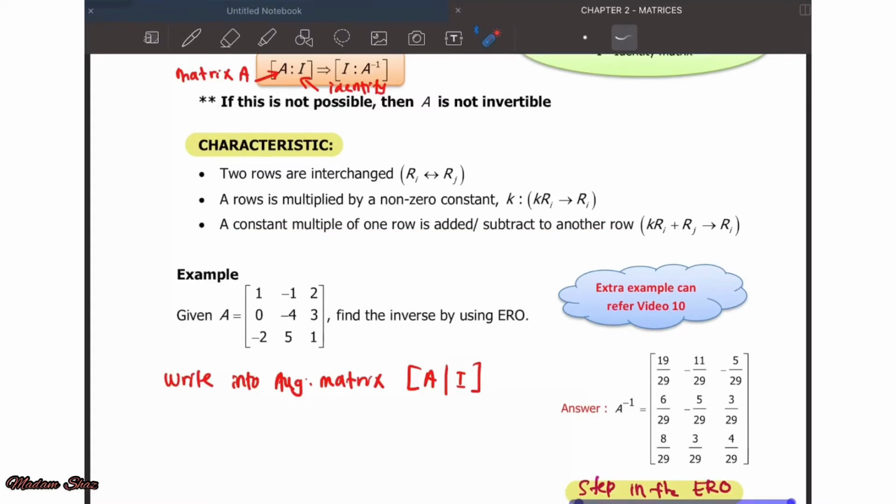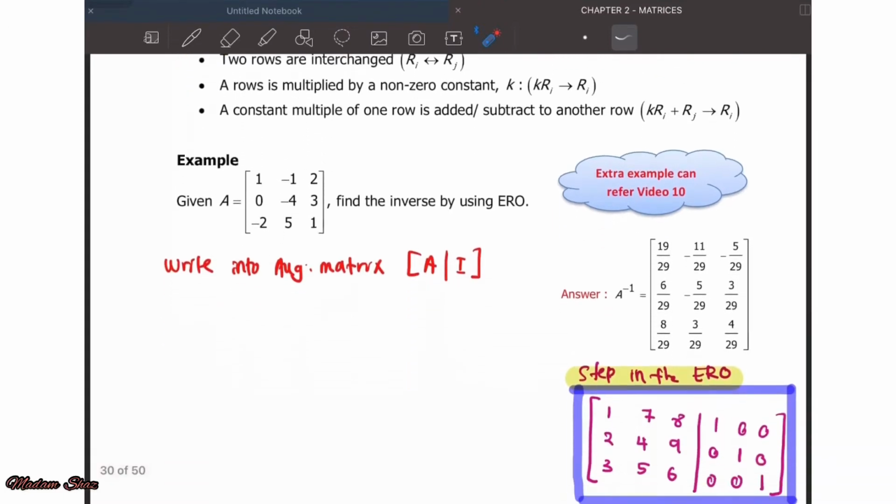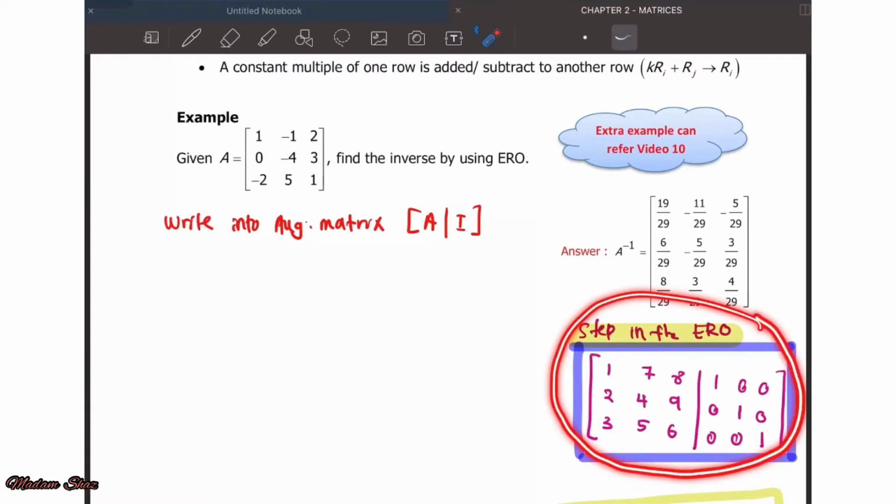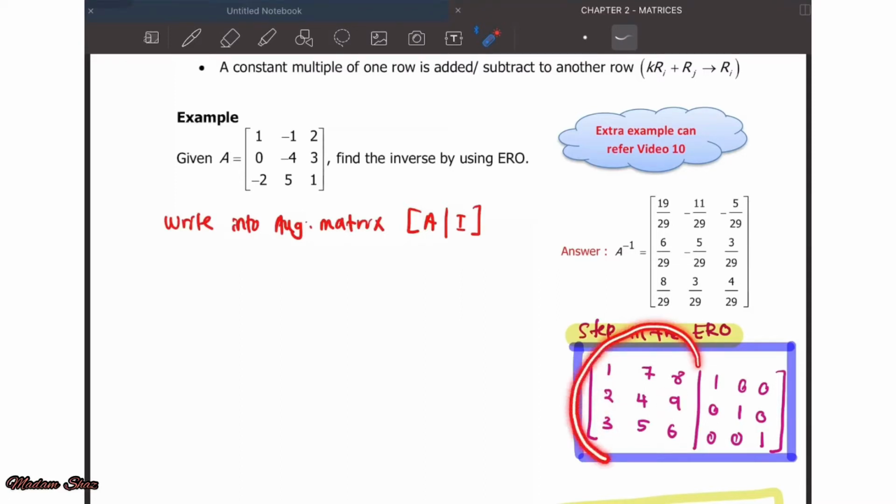So let's take a look at this example. You are given matrix A in size of 3 by 3. Find the inverse by using ERO. For the steps in the ERO, there are 9 steps: the first step, second step, third step, until the 9th step. This is the guideline in order to solve the inverse matrix by using ERO.